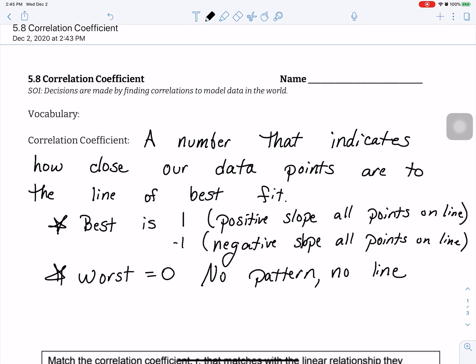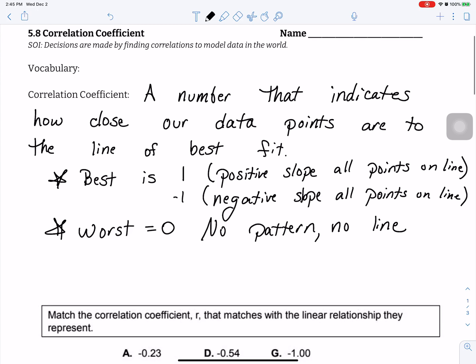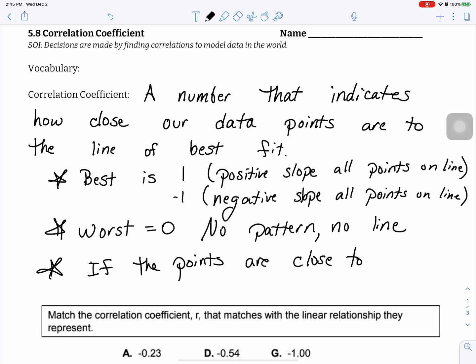And it can also help us to determine accuracy. If our points are closer to the line, it's more accurate. So on your summative, you're going to need to talk about accuracy. This is another piece that you can bring in. So if the points are closer to the line, then our prediction tends to be more accurate.